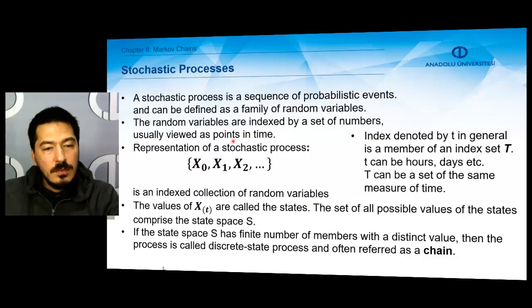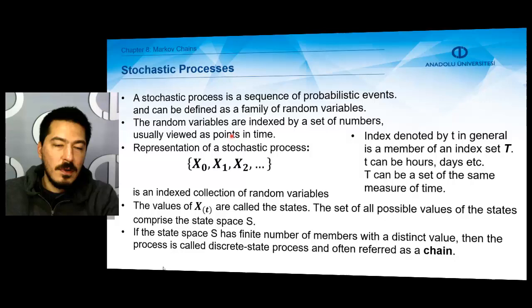The values of Xt are called the states. The set of all possible values of the states comprises the state space S. If the state space S has a finite number of members with distinct values, then the process is called a discrete state process and is often referred to as a chain.